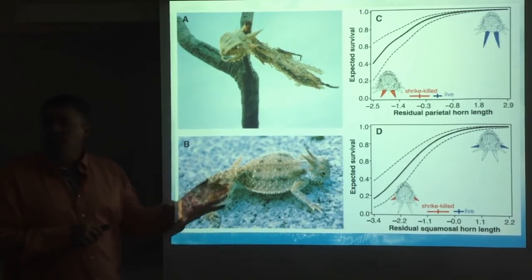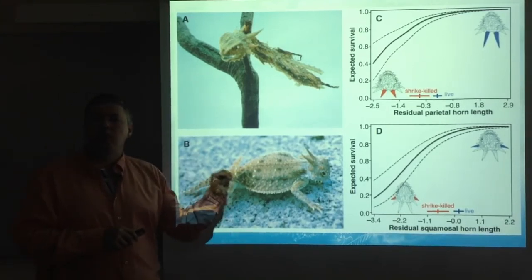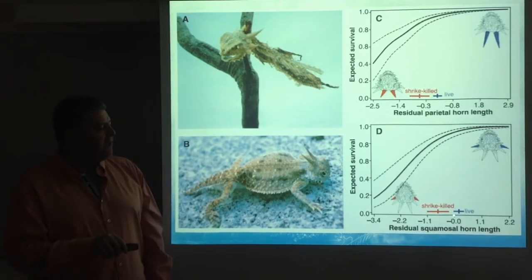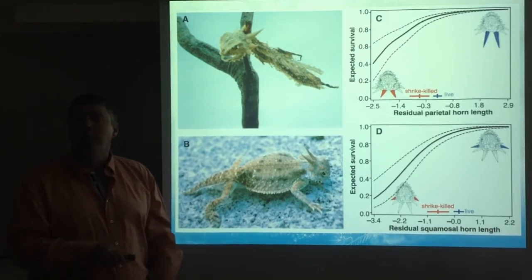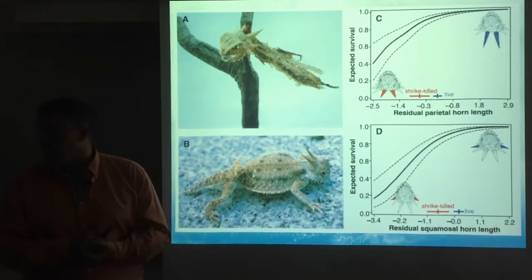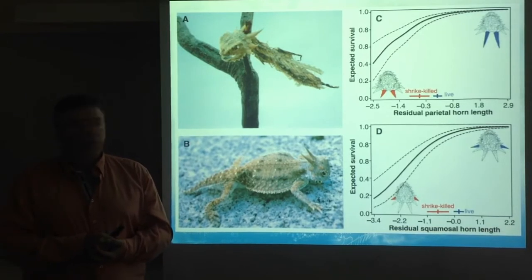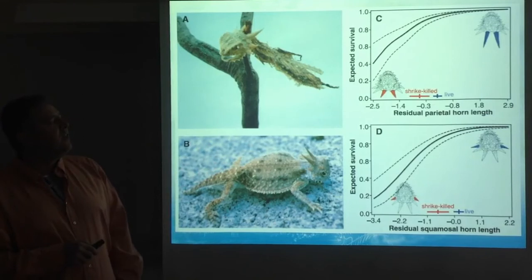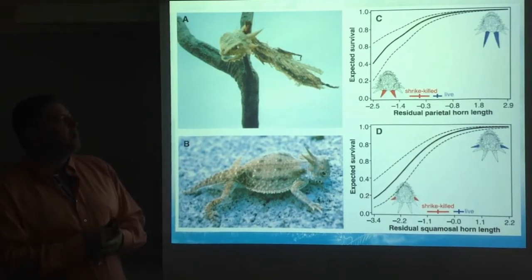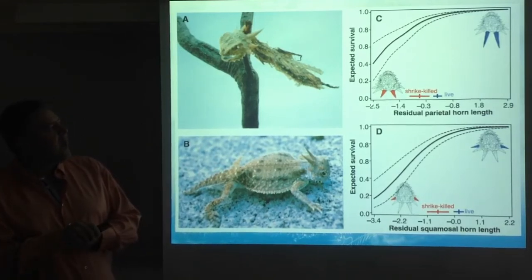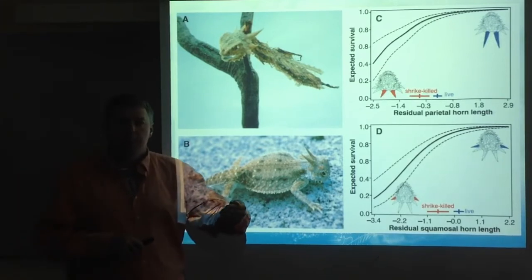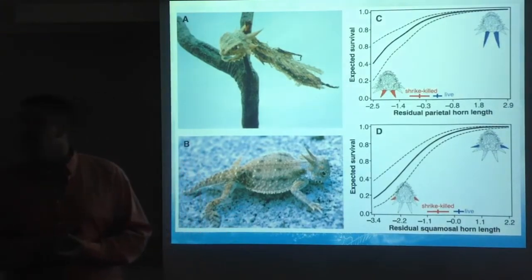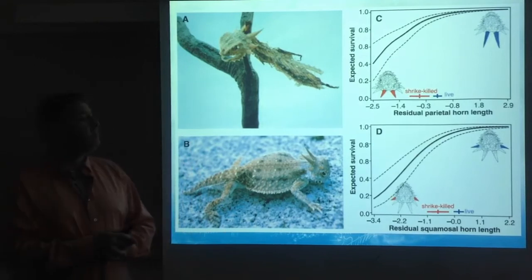So what they demonstrate here is that there is a natural selection pressure for having longer horns. Longer horns means higher possibility of survival. So in this case, you have a nice example showing that there is a positive selection pressure for horn length. Animals that have a bit shorter horns have a higher probability of being predated upon by these birds.